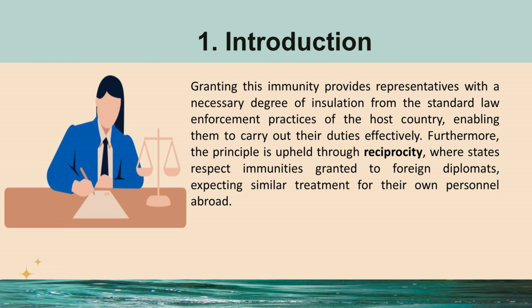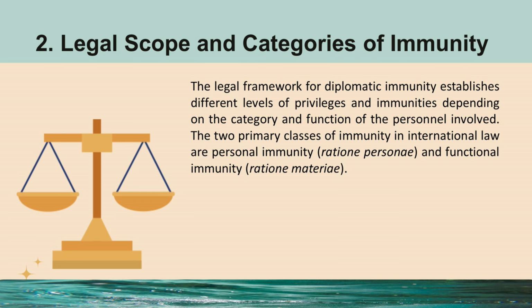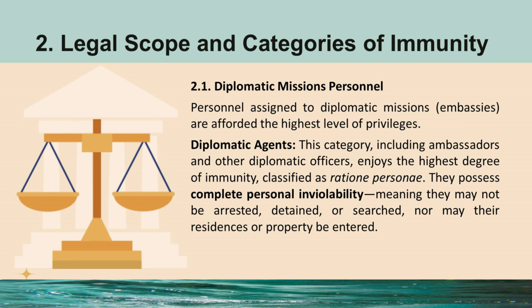The legal framework for diplomatic immunity establishes different levels of privileges and immunities depending on the category and function of the personnel involved. The two primary classes of immunity in international law are personal immunity and functional immunity. Personnel assigned to diplomatic missions are afforded the highest level of privileges. Diplomatic agents. This category, including ambassadors and other diplomatic officers, enjoys the highest degree of immunity, classified as ratione personae.